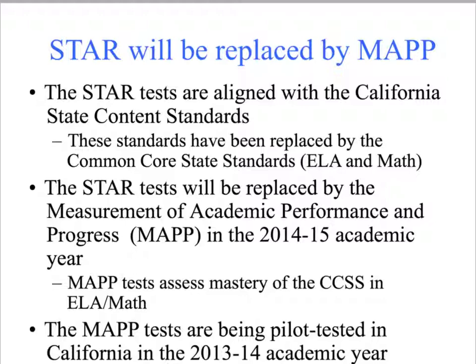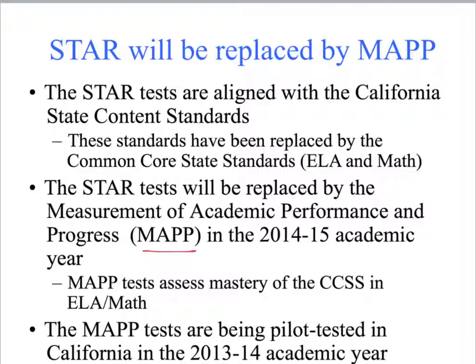That's part of the whole standards-based mindset. So right now we're in a transition year, and for certain, the STAR tests will be replaced by the measurement of academic performance and progress, which is the MAP, in the 2014 to 15 academic year. And MAP tests assess mastery of the Common Core. And currently this year, the MAP tests are being pilot tested in the state, and it's not entirely clear how the STAR tests and the MAP tests are going to coexist this year. And we'll have to see come spring.